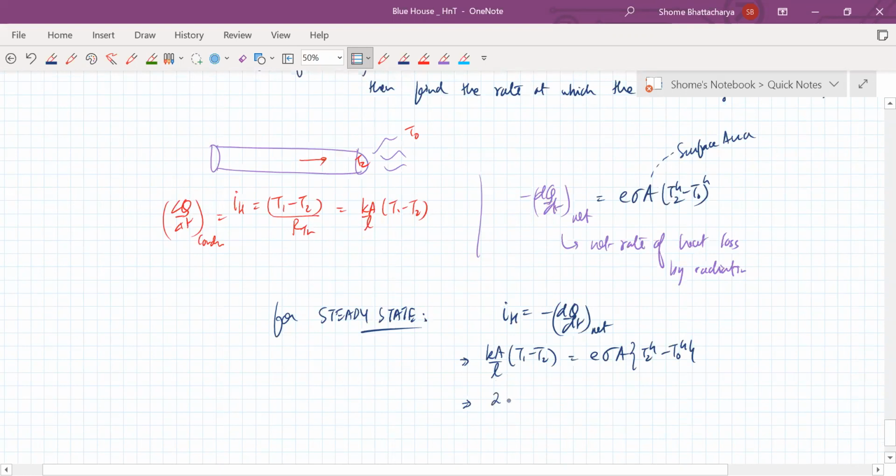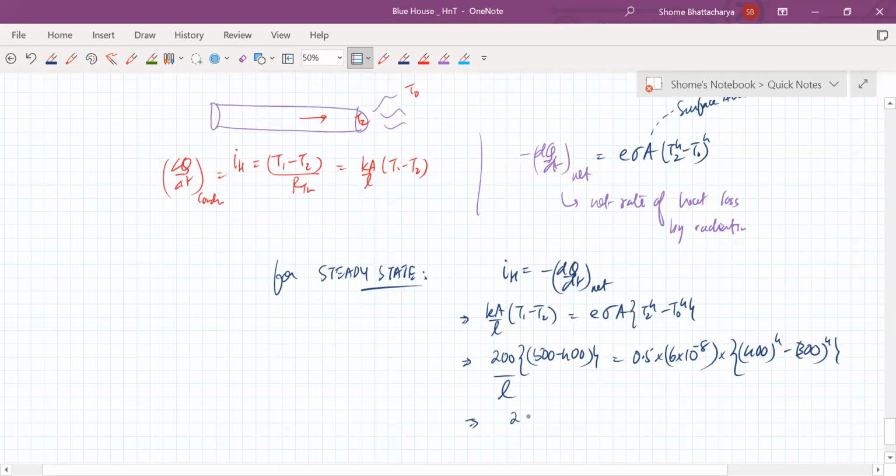So we can see that K was how much? 200. This temperature difference is 500 minus 400, so that's 100, divided by whatever length. So this should be equal to the emissivity, which was 0.5, sigma is 6 into 10 raised to the power minus 8, into this factor, which is 400 to the power 4 minus 300 to the power 4. This will give us the length. So 2 into 10 raised to the power 4 divided by L equals 3 into 10 raised to the power minus 8 into 4 to the power 4 minus 3 to the power 4, times 100 to the power 4.